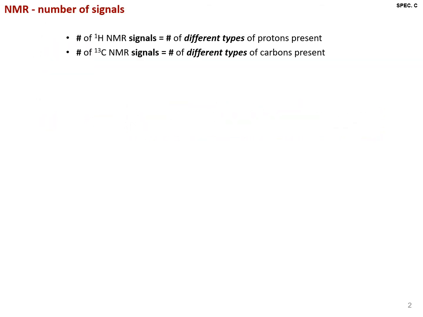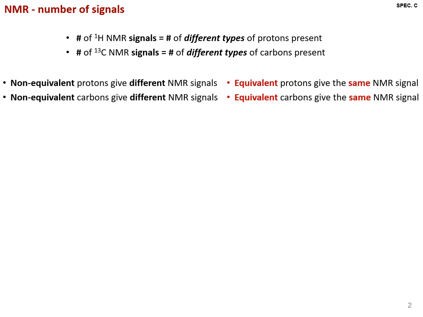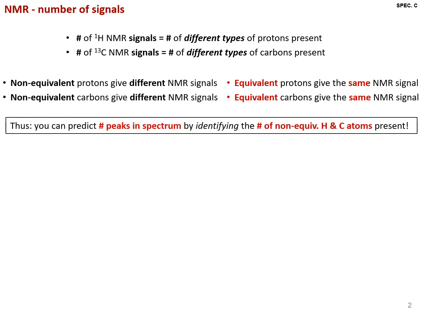The number of proton and carbon signals that are present in proton and carbon spectra indicate the number of different types of protons and carbons in the molecule. Non-equivalent protons and carbons give different NMR signals. Equivalent protons and carbons give the same NMR signal. Consequently, you should be able to predict the number of peaks that would be present in the spectrum of a molecule you're examining by identifying the number of non-equivalent hydrogens and carbons that are present in the molecule.